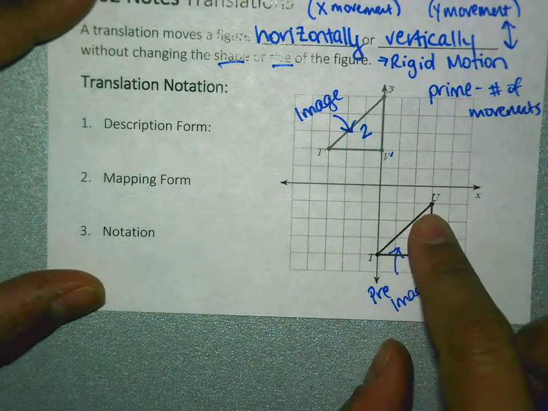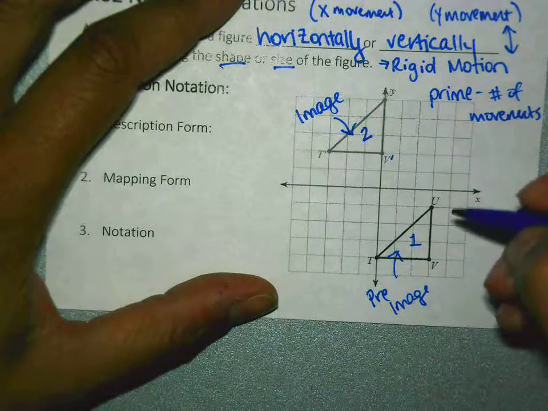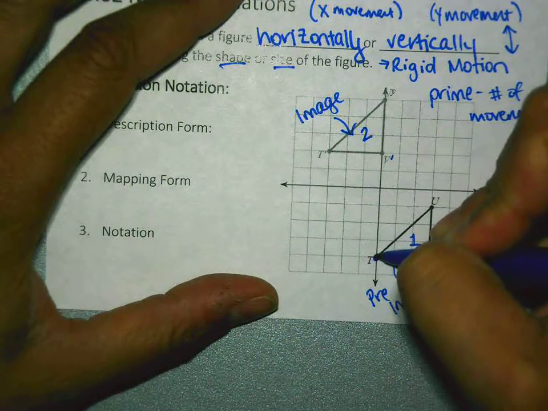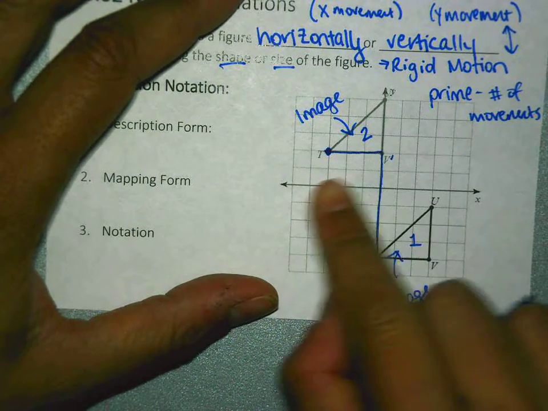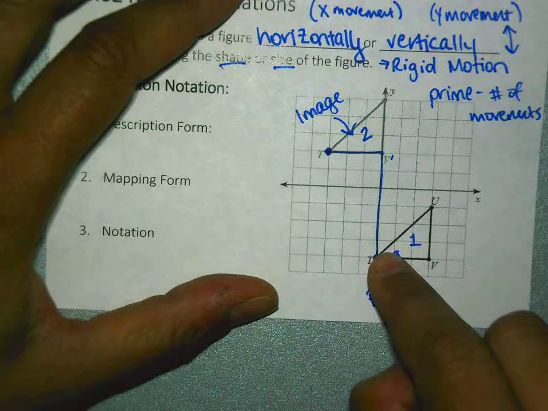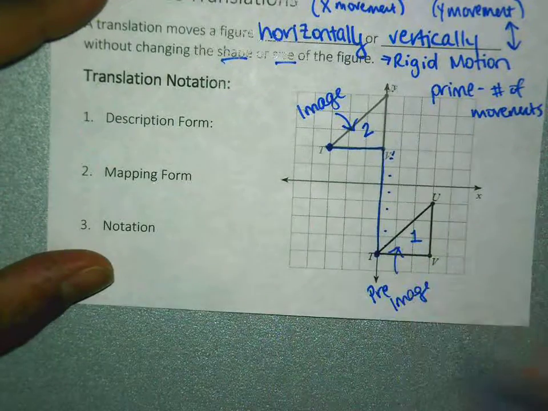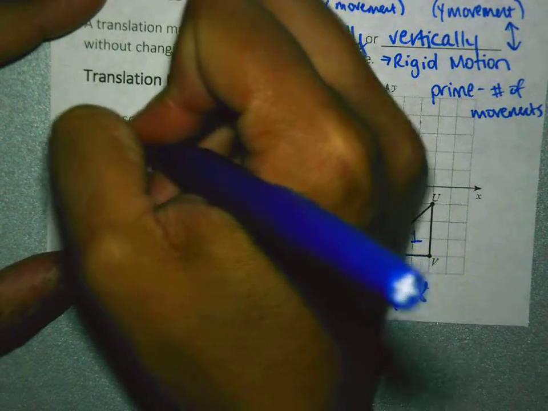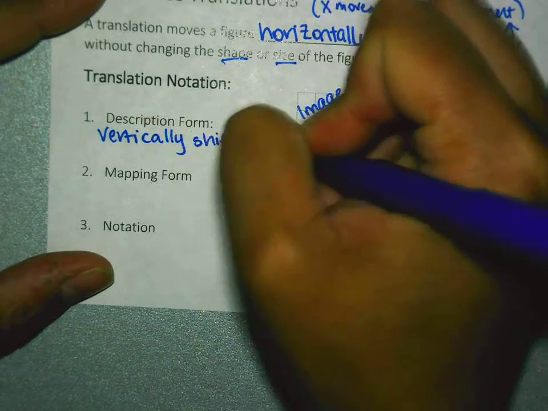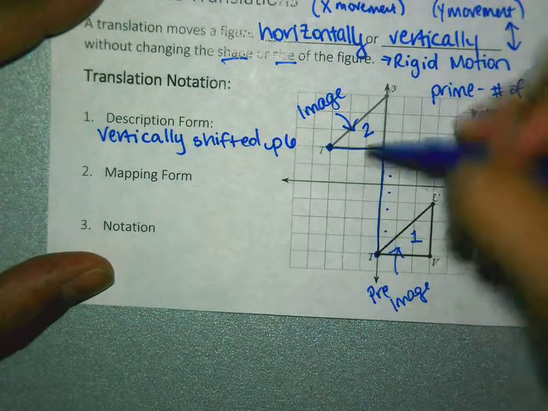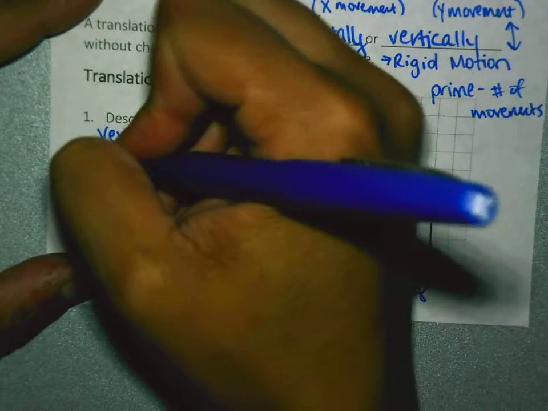So a description of what is happening to this triangle in description form, like we've already learned. Pick one point, it doesn't matter which one, and then map how it moved. So I would say that it moved vertically 1, 2, 3, 4, 5, 6, so it vertically shifted up 6, and it horizontally moved left 3.